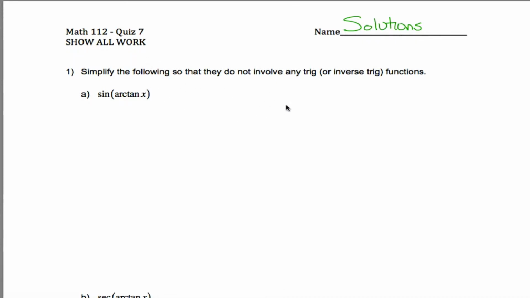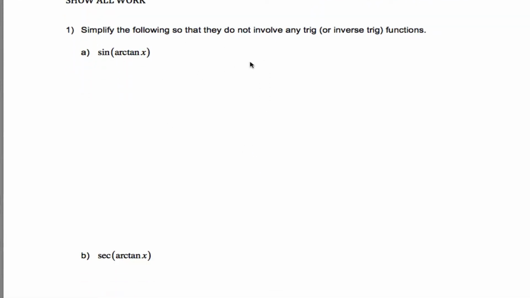Solutions for Math 1 and 12. These first two problems, you're asked to simplify these compositions of inverse trig functions and trig functions. The basic idea on these problems is the method will always be the same. We'll start out by letting maybe t be equal to the inverse trig function.